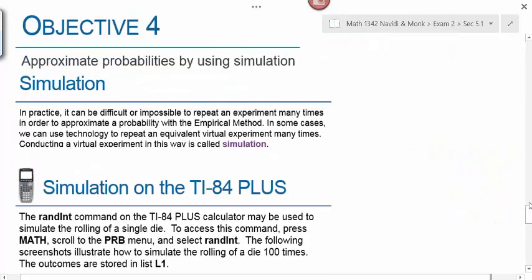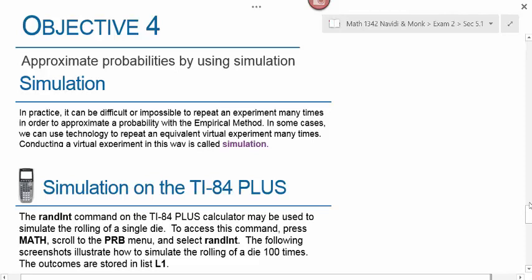Objective 4, approximate probabilities by using simulations. In practice, it can be difficult or impossible to repeat an experiment many times in order to approximate a probability with the empirical method. In some cases, we can use technology to repeat an equivalent virtual experiment many times. Conducting a virtual experiment in this way is called using a simulation.